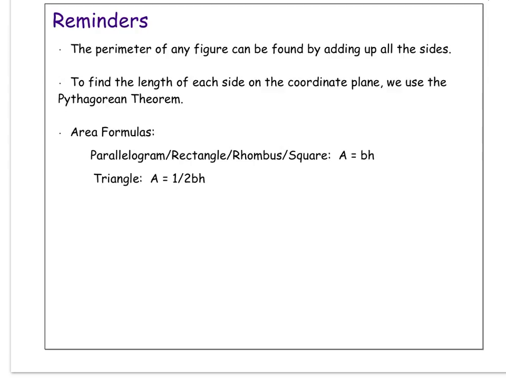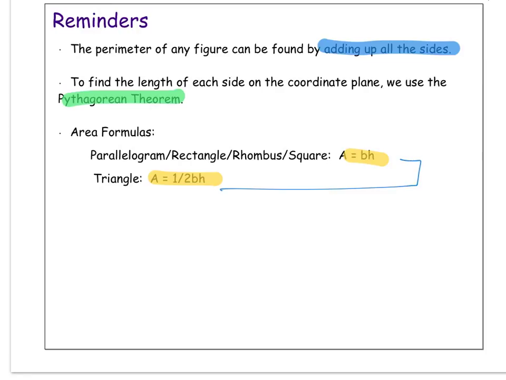Just a couple of quick reminders that will be useful for our lesson today. The perimeter of any figure is found by adding up the sides. To find the length of each side, we use the Pythagorean theorem. And then also talking about our area formulas, so base times height and 1/2 base times height. But also keep in mind that in order to use these 2 formulas, I have to have a right angle.